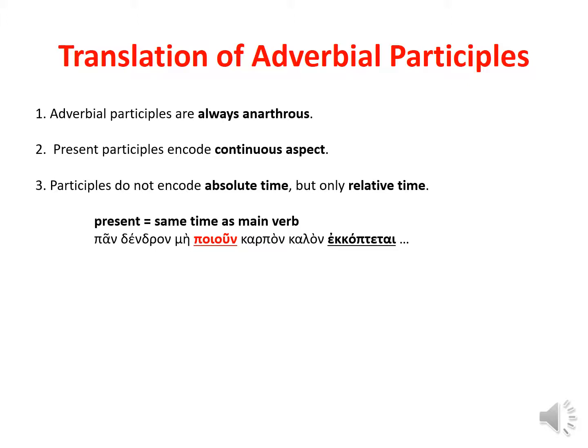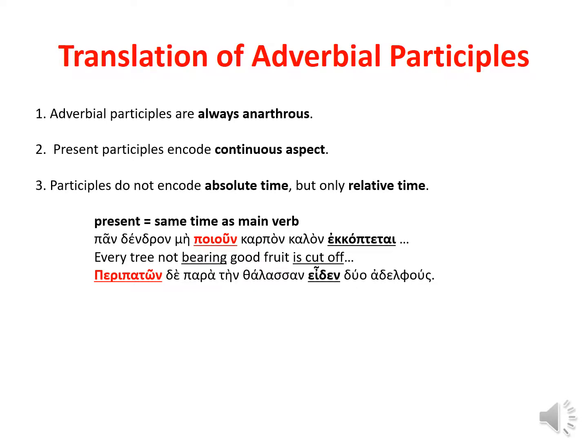Now that might all sound very obvious, but what if you had an aorist indicative main verb? Now the main action is happening in the past. When is the time of the present participle? It's happening at the same time as the past action, so the present participle would then be happening in the past. You see how that works? So the time is relative to the time of the main verb. So here it says, every tree not bearing good fruit is cut off. So both being in the present.